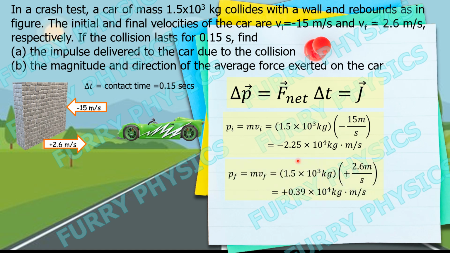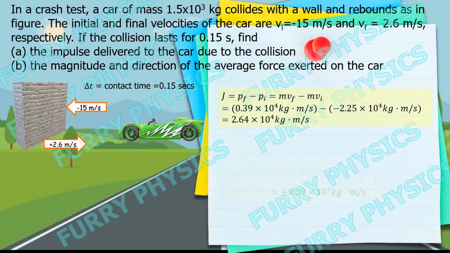Similarly, we can get the final momentum of the car after it collided with the wall. It's given by mass times the final velocity, and the final velocity is positive 2.6 meters per second. Hence, the final momentum is 0.39 times 10 to the 4th kilogram meter per second.